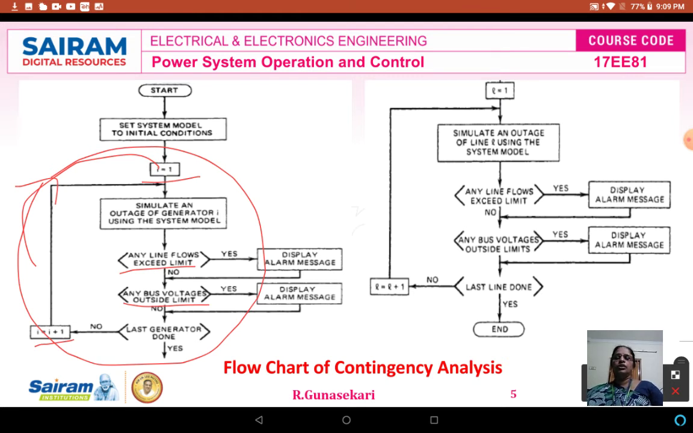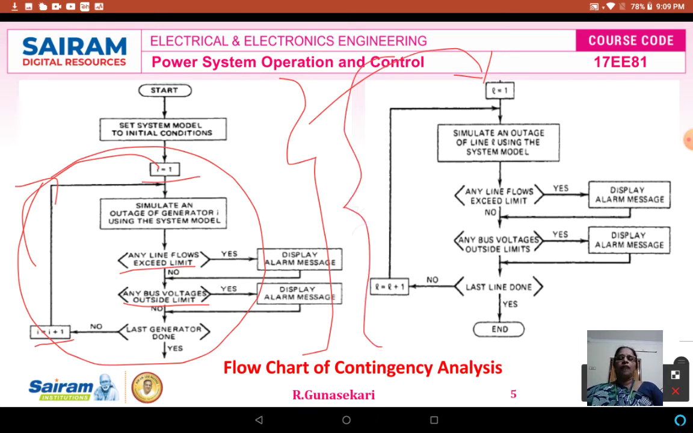So once all the generators' line flows and bus voltages are checked, then we come to transmission line checking. So this half is nothing but the generator outage checking. This is nothing but the line outage checking. After checking the generator outages, first check L equal to 1, that is the first transmission line. Okay, now you have to simulate the algorithm.